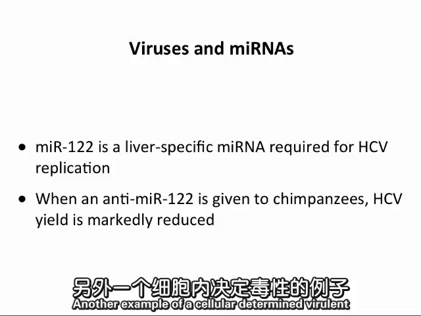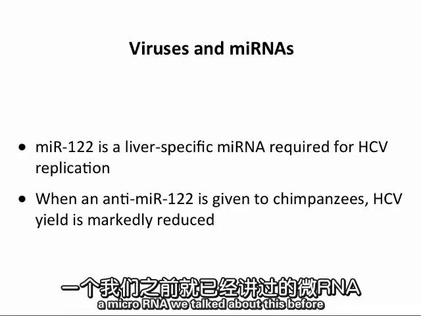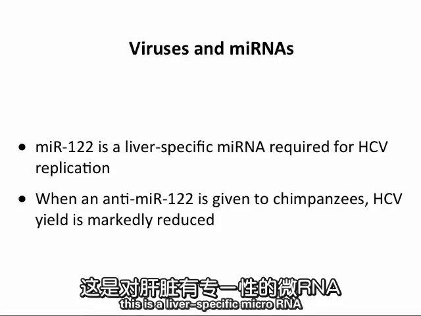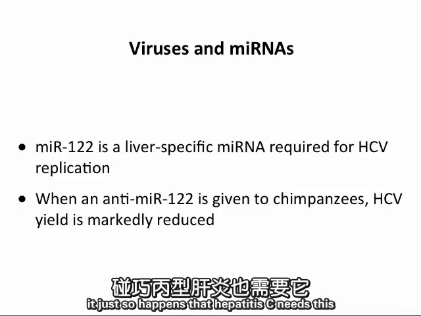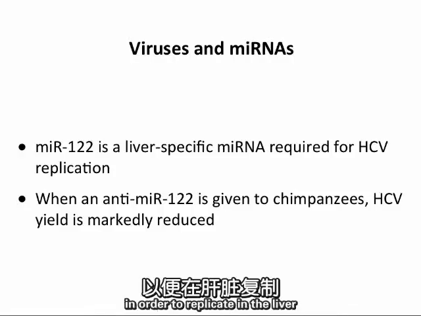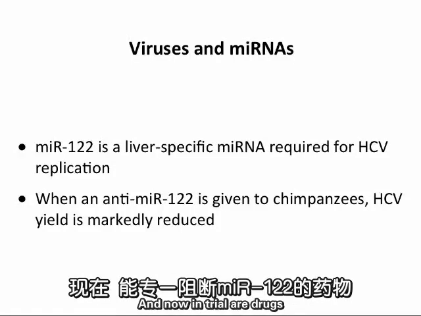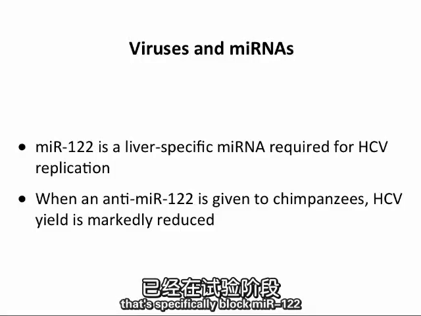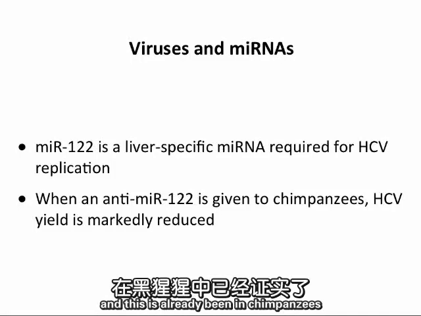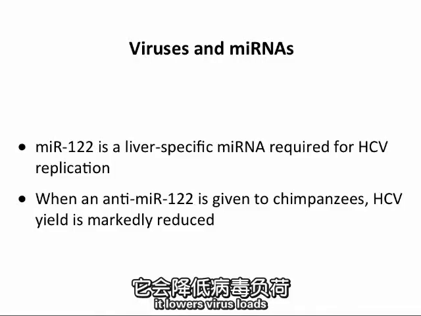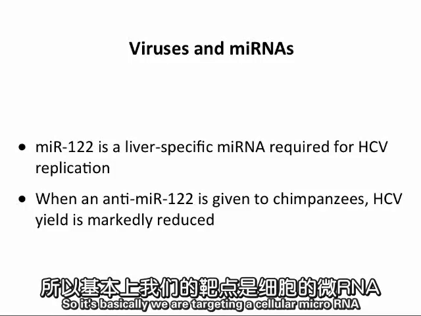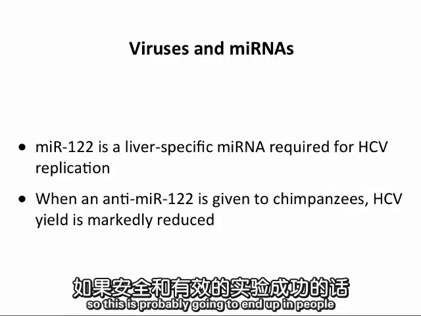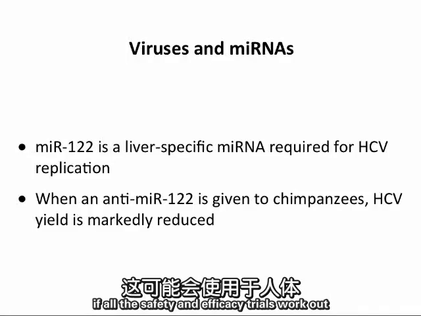Another example of a cellular determinant of virulence, miR-122, a microRNA. I think we talked about this before. This is a liver-specific microRNA. It's involved in cholesterol metabolism, so it has a function in us. It just so happens that Hep C needs this in order to replicate in the liver. And now in trial are drugs that specifically block miR-122. And this has already been tested in chimpanzees, and it lowers virus loads and significantly reduces disease in those animals. So it's basically we're targeting a cellular microRNA to prevent virus replication. So this is probably going to end up in people if all the safety and efficacy trials work out.